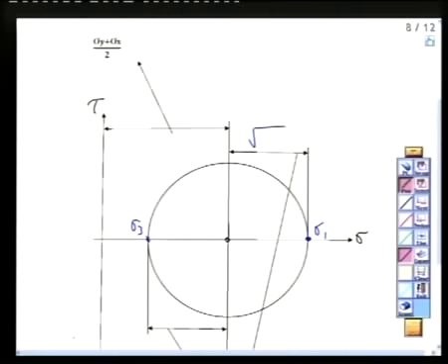So this will give us the diameter of the circle. So I can draw the circle. Now I have a circle. This is Mohr circle. Easy? Okay, not difficult.